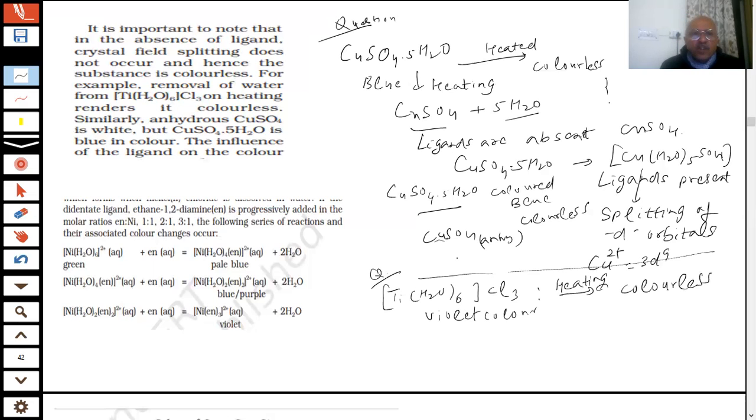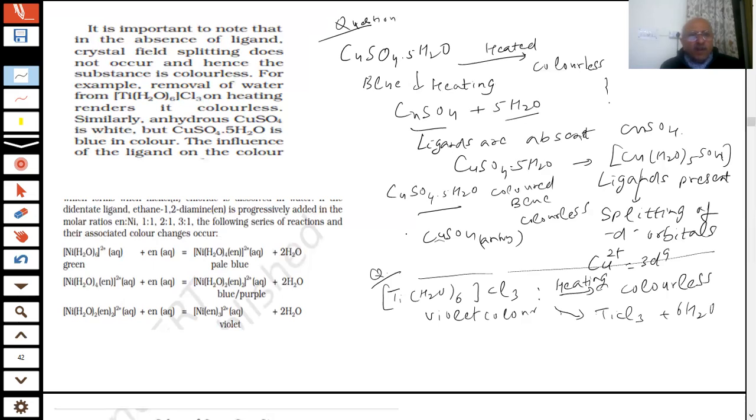So what is your answer, students? When this complex is heated, it will lose all the water molecules and become anhydrous. As a result, it will lose all the ligands, so splitting of d orbitals will not take place. d-d transition will not take place, and hence there will be no color. That is the correct answer. Such questions will be there in the paper.